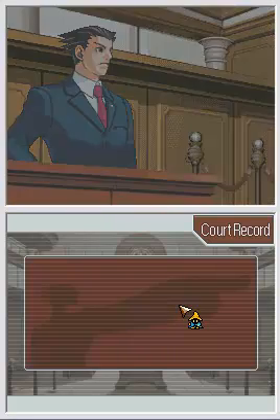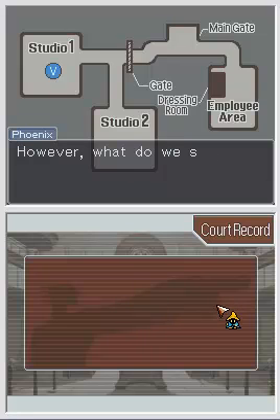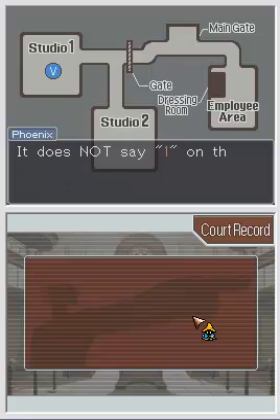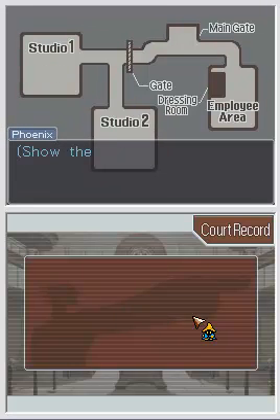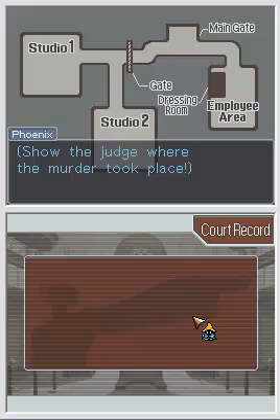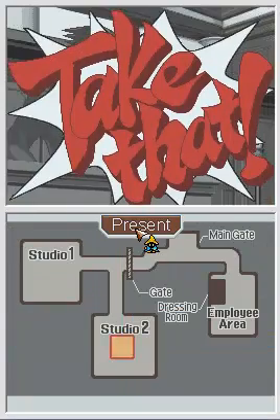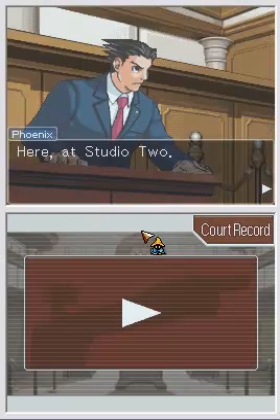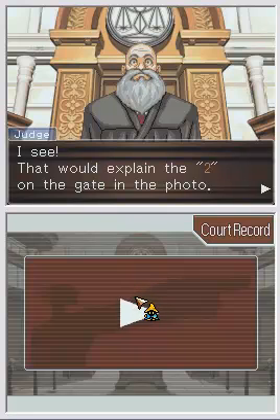I'll use the studio guide map. The body was found here, in Studio 1. However, what do we see in this photo taken at the time of the murder? It does not say 1 on that gate in the photo. Your Honor, here is the true scene of the crime. Show the judge where the murder took place. Here, at Studio 2. I see. That would explain the 2 on the gate in the photo.